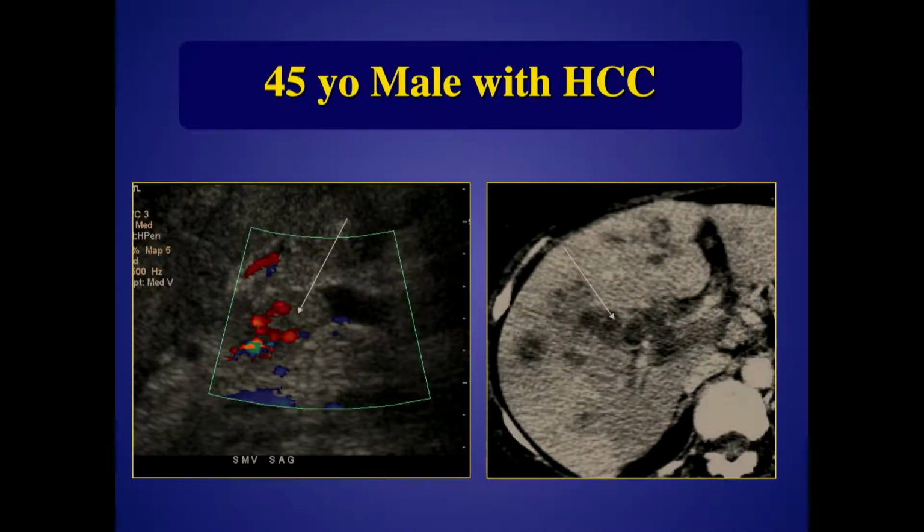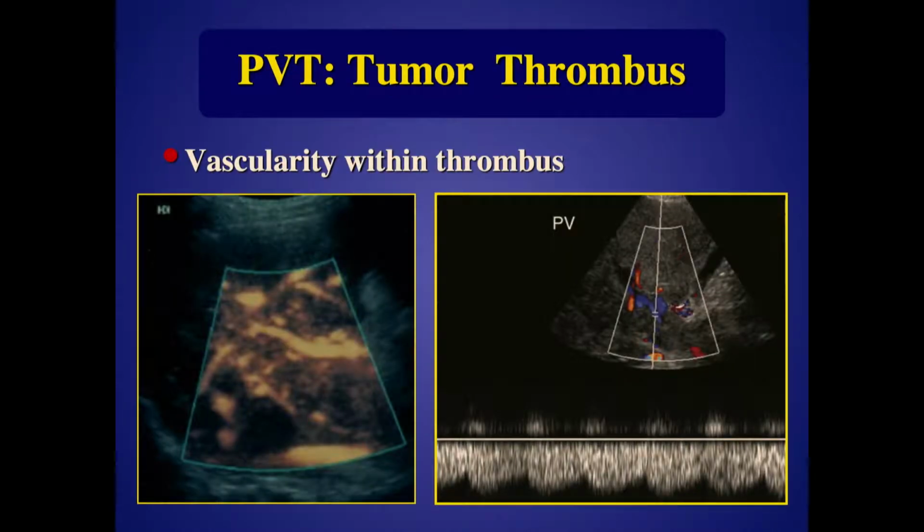Here's a 45-year-old male, history of HCC. And we have thrombus in the superior mesenteric vein extending into the portal vein. And what we notice is that there's flow inside that thrombus. So it's very interesting. So this is clearly an example of tumor thrombus when we see increased flow within the clot. Here's a power Doppler image again.